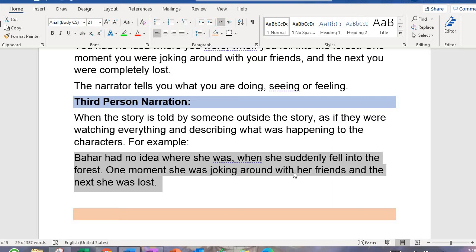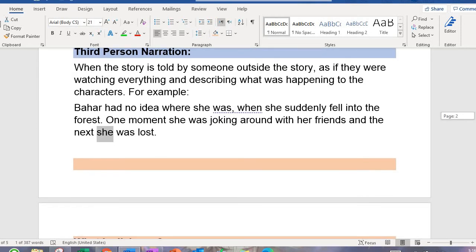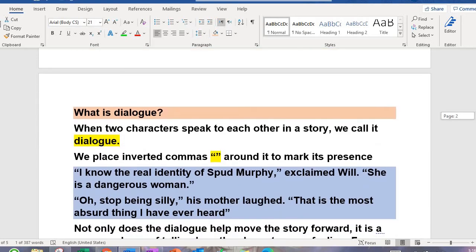One moment she was joking around with her friends, and the next she was lost. So now you can see that the narrator knows what is happening to Bahar, how she is feeling, and where she is. We don't know where the narrator is sitting. In this type of narration, you see the words he, she, or it a lot because the narrator talks about other characters and what is happening to them.